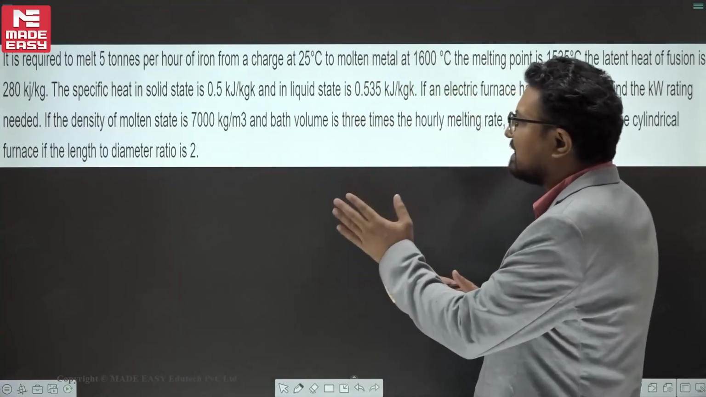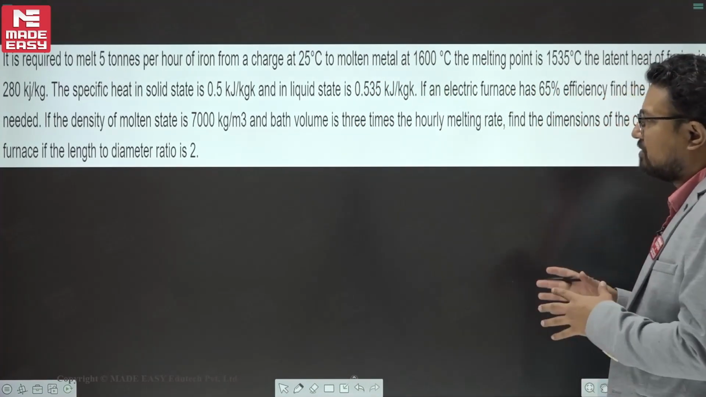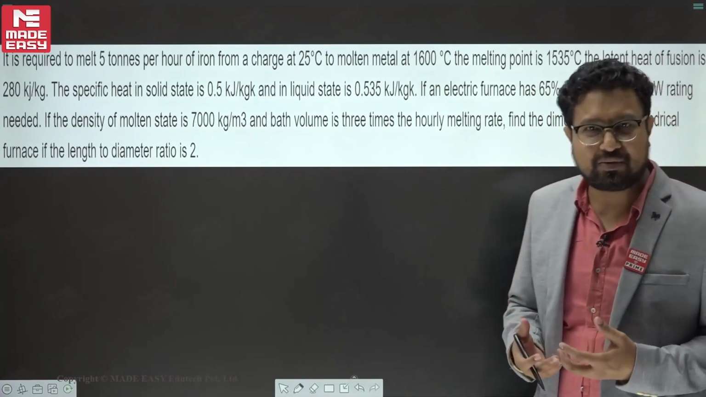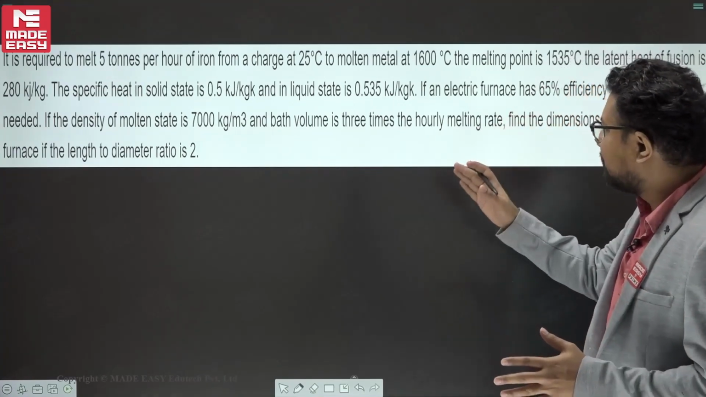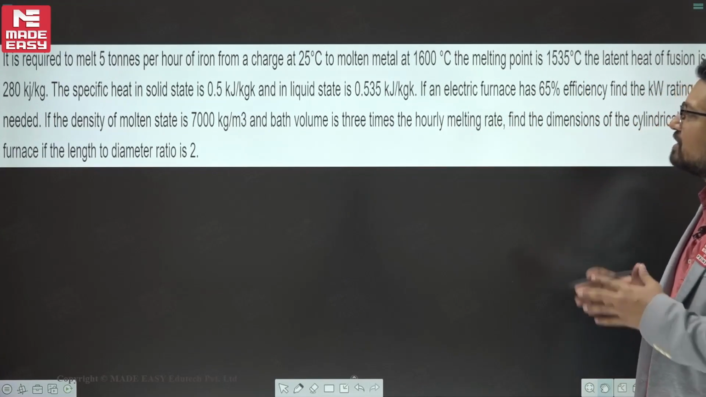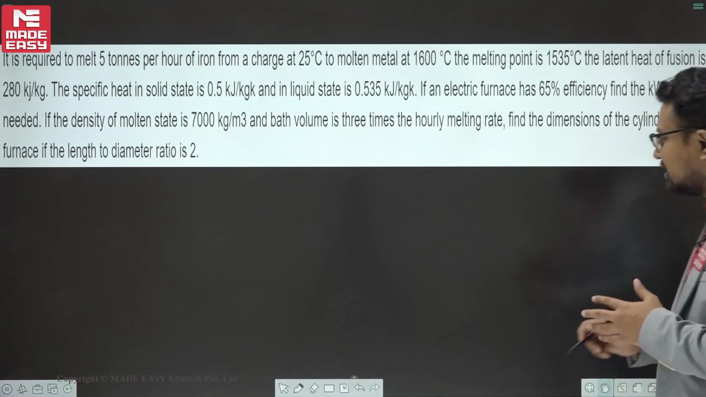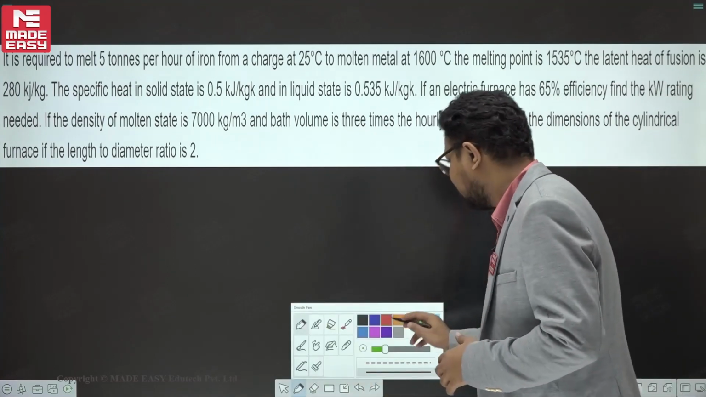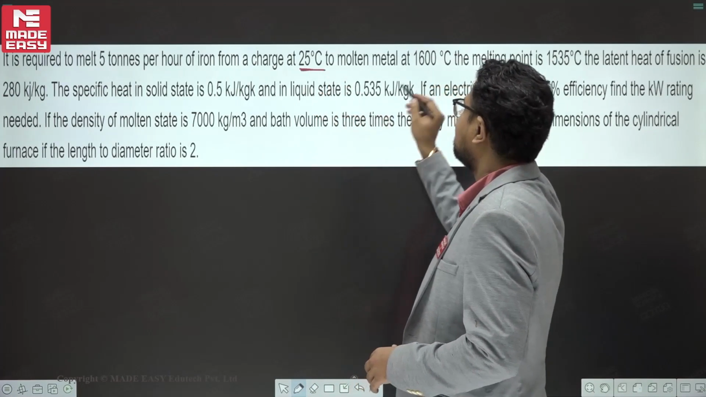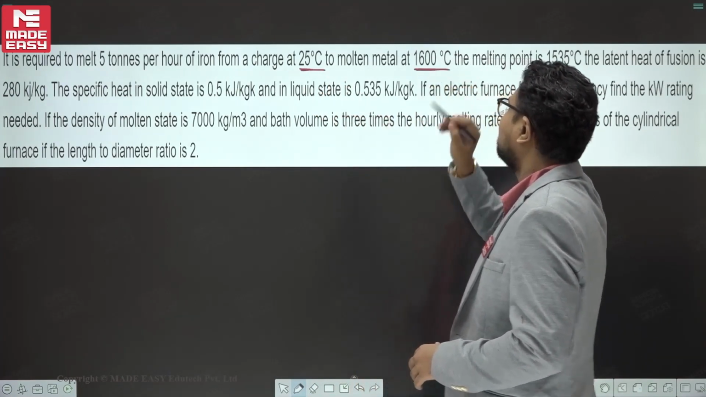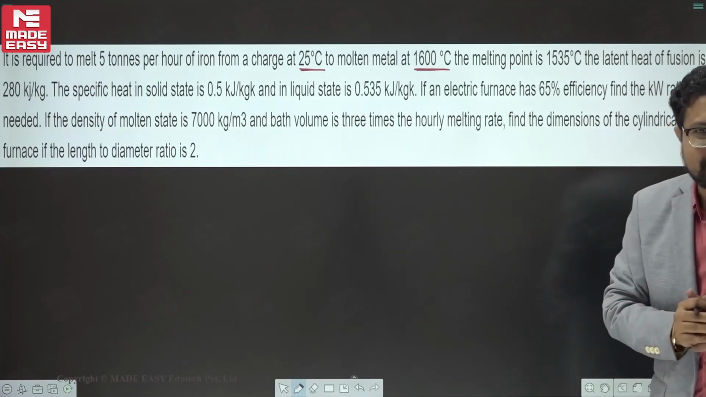The problem is: it is required to melt 5 tons per hour of iron. Now we are talking about the melting of iron, 5 tons per hour, from a charge at 25 degrees Celsius to molten metal at 1600 degrees Celsius. So we have the initial charge, that is the iron at 25 degrees Celsius, and we have to melt it to molten metal at 1600 degrees Celsius.